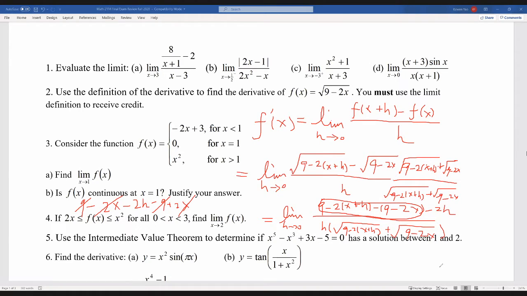Okay, and that's 2h. Now you can continue to simplify. This is h, and this is h. H in the numerator and h in the denominator are the same, so they're gone. Therefore, you can put a 0 inside. You can use the direct substitution property right now. For the denominator, put 0 inside, and the numerator is negative 2.